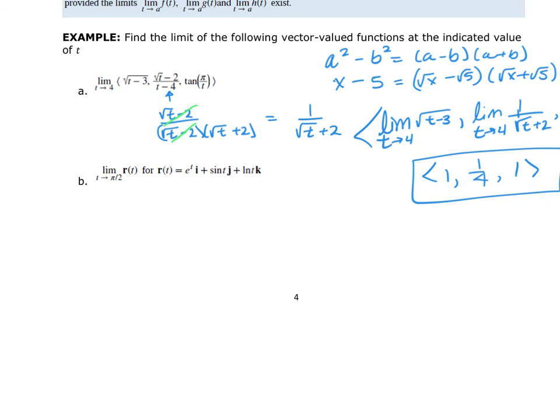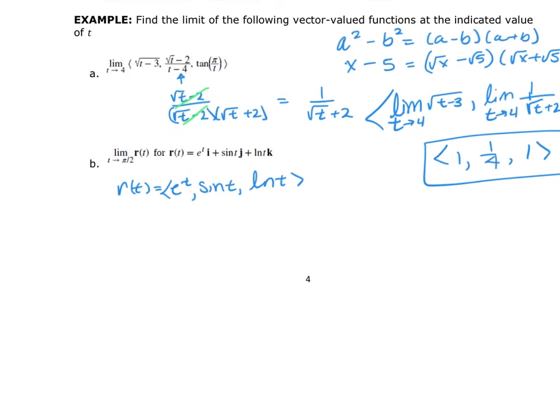Now, this one is slightly different. It's still the same. We're still going to do it component by component because r of t can be rewritten as e to the t, the sine of t, and the natural log of t. Now, no problems on this one when I do a direct substitution.